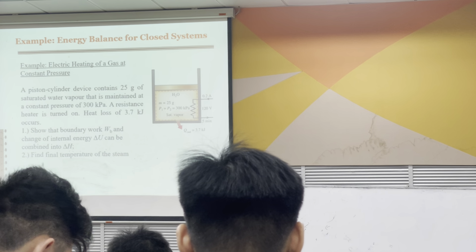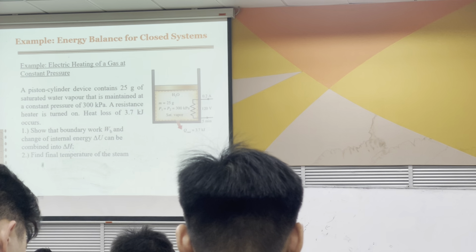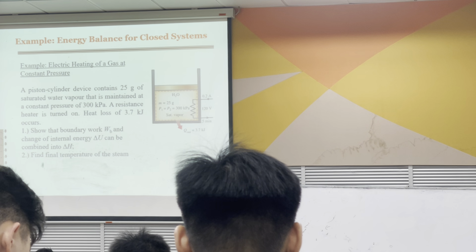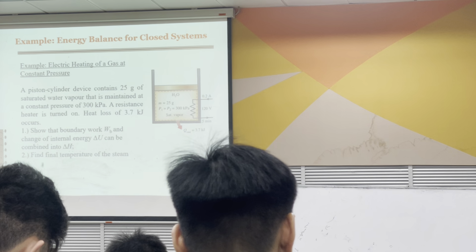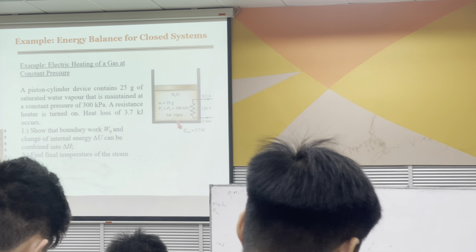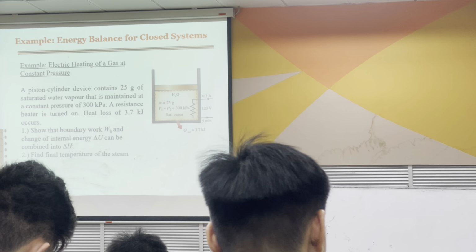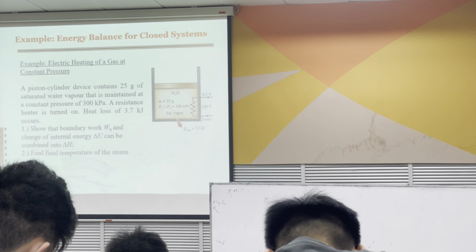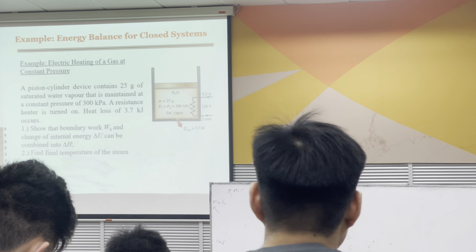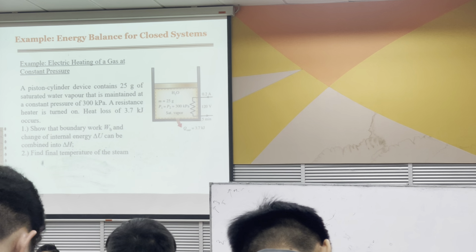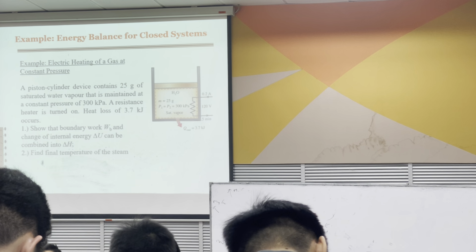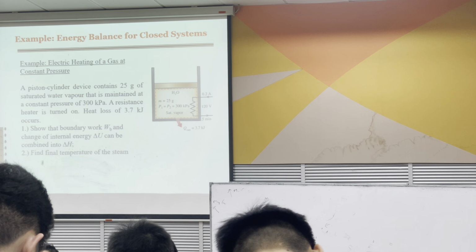A piston cylinder device contains 25 grams of saturated water vapor that is maintained at a constant pressure of 300 kilopascal. So this diagram, let's say in the exam, we won't put all the information on the diagram. You might get a diagram, but not everything will be written there, so you have to note everything down yourself. That is also one thing that I find helpful when solving these kinds of questions, because questions usually are very long. This is considered a short question.